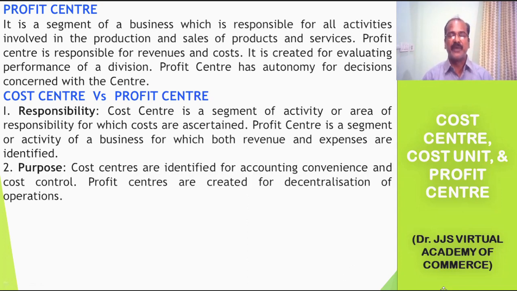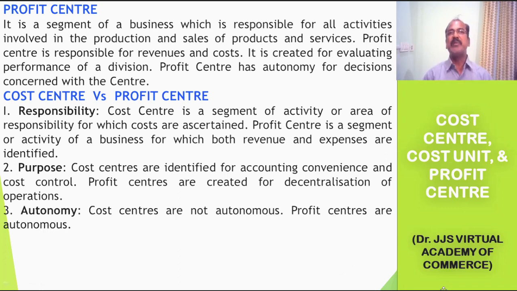The second basis of difference here is the purpose. Cost centers are identified for accounting convenience and control of cost, whereas profit centers are created for decentralization of operation. A division or a branch of a business enterprise could be considered as a profit center. In such a profit center, there could be a number of cost centers which could be established or identified by the profit center. The third basis of difference between cost center and profit center is autonomy.